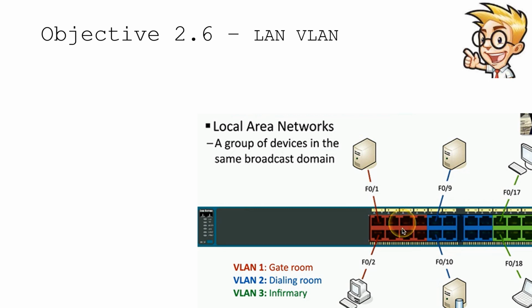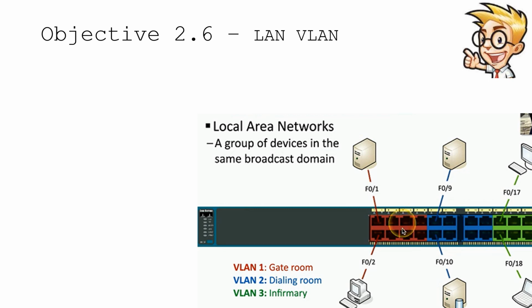Okay, so let's look at this diagram here. We have a gate room, a dialing room, and an infirmary. We have a red network, a blue network, and a green network again. And you can see that we've connected different devices to these interfaces.